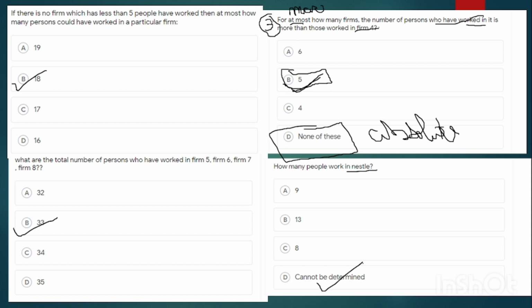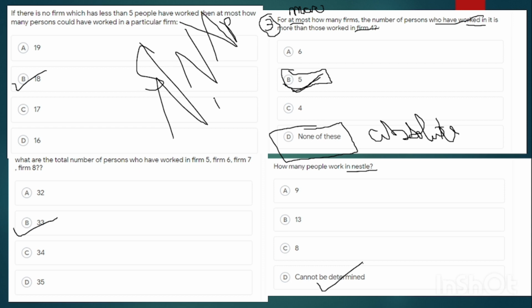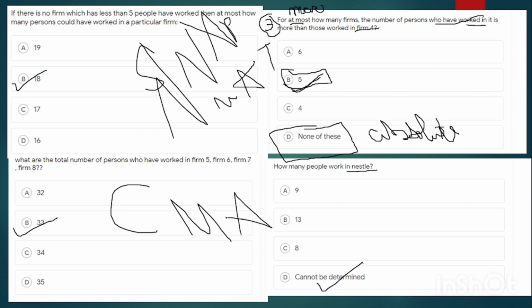So this was one of the sets. This is an easier set for CAT perspective. These kinds of sets can appear in SNAP or NMAT. And someone who is appearing for CMAT can go through this set. This set is surely good to solve the basics of maxima and minima.